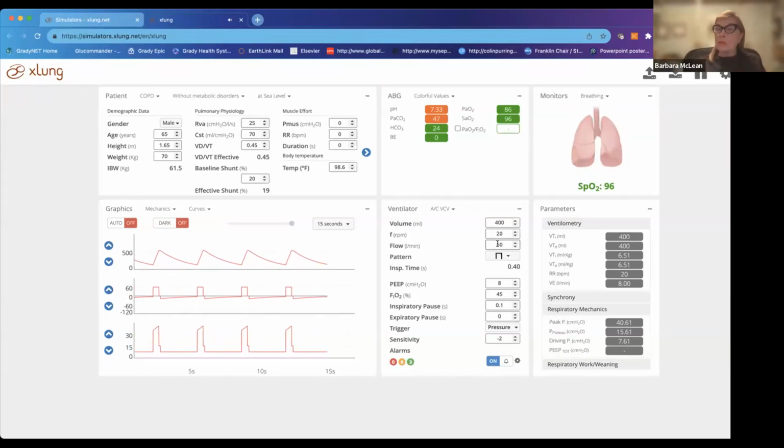But the reason we do protective lung ventilation and permissive hypercapnia is when I can't get your peak pressure down, I have to go down on your tidal volume. So I'm going to go down again on tidal volume.